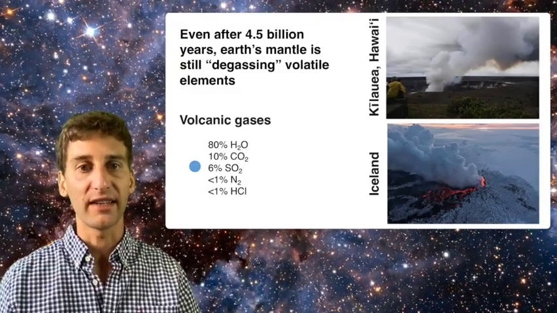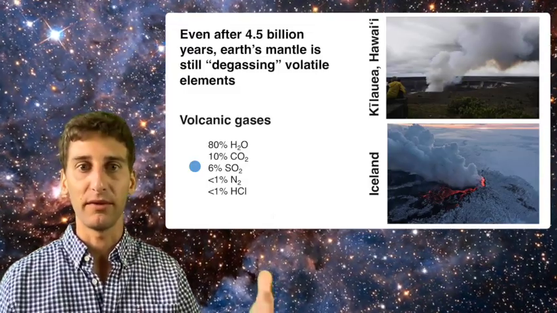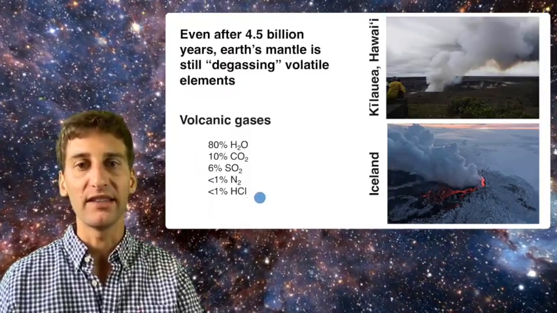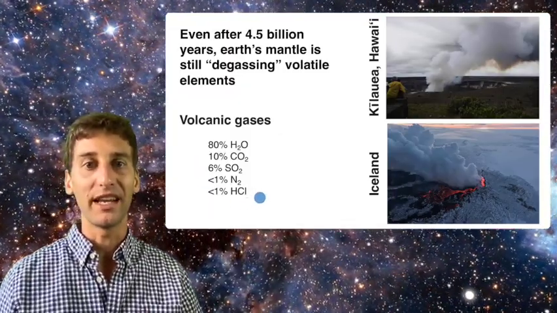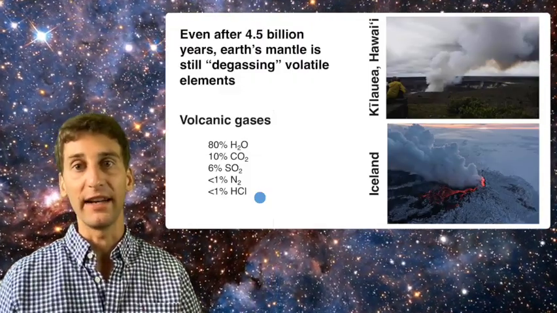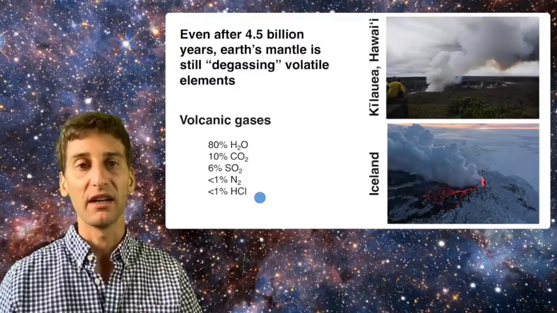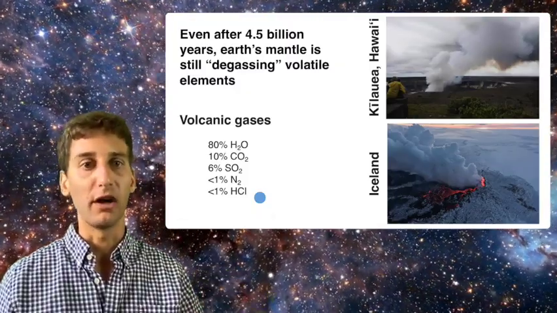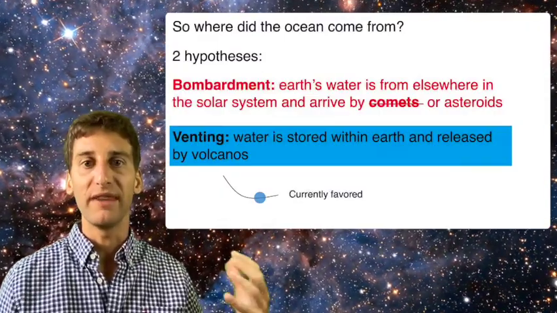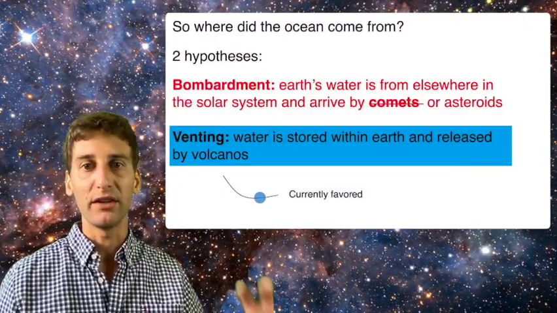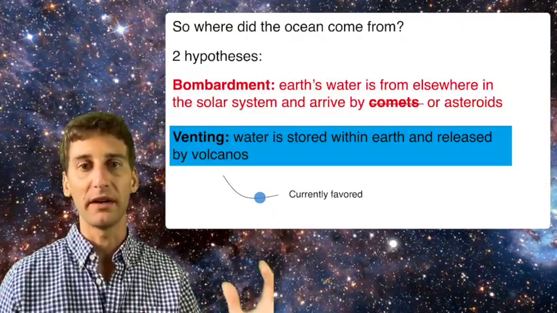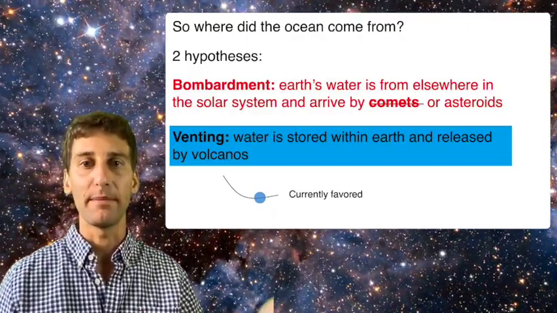There's a lot of sulfur dioxide. That's what contributes to VOG, if you've experienced that here. There's some other things too, like hydrochloric acid. But the key thing here is there's water coming out of the mantle now that is adding to the water budget of our atmosphere. And over long periods of time, that could slowly fill the oceans. So this venting hypothesis, that there's water within the mantle that's coming out of volcanoes and adding to the atmosphere and the ocean, that's currently the favored hypothesis.